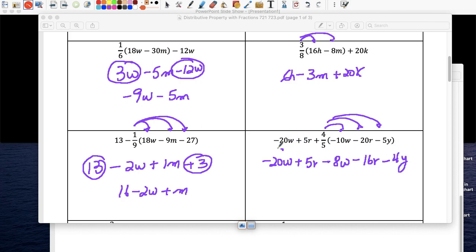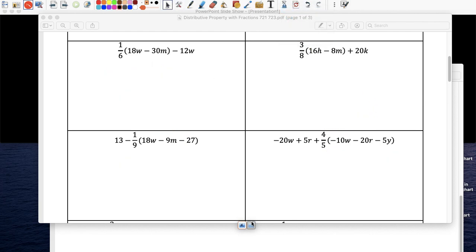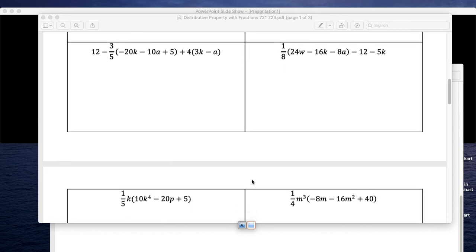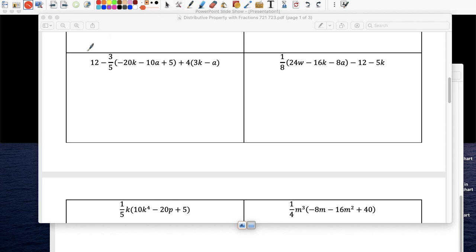Like terms, yeah, this one and this one give me negative 28w. This one and this one are going to be negative 11r, and then minus 4y. I should do it alphabetically, but I didn't. So that's, again, the distributive property here, and we have another one here. Before you do anything, we combine like terms, that's what you have to do.